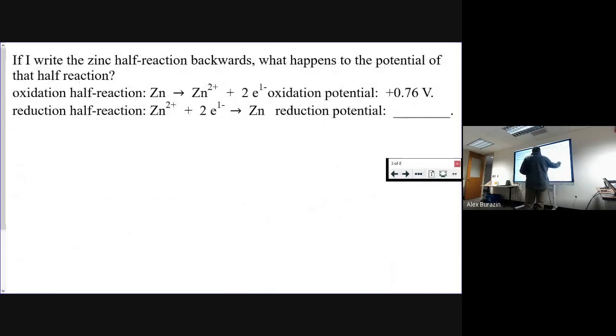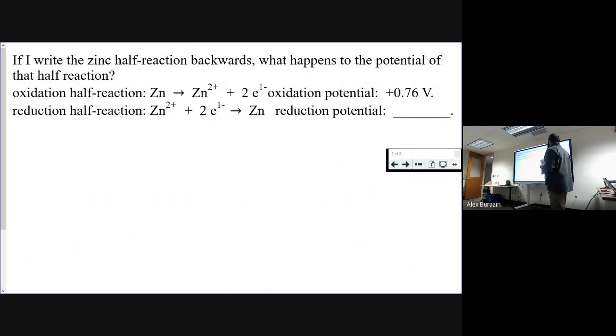If I write the zinc half reaction backwards, what happens to the potential of the half reaction? Here's the oxidation half. Here's the reduction half. What happens? You just flip the sign. I flipped the reaction, I flipped the potential. Pretty easy peasy. You'll need to do it quite a bit.